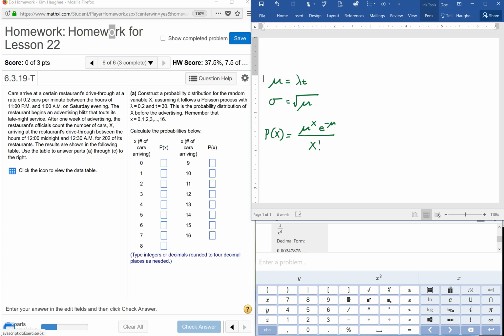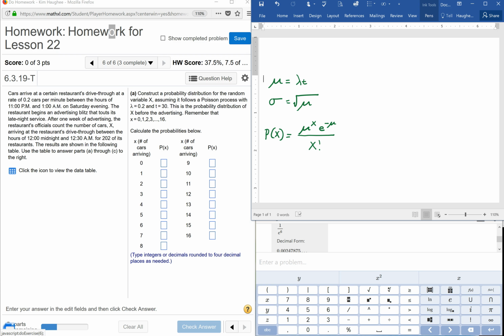This video will cover a word problem, calculating Poisson probabilities, and using different calculators or StatCrunch. The problem in MyMathLab reads, cars arrive at a certain restaurant's drive-thru at a rate of 0.2 cars per minute between the hours of 11 p.m. and 1 a.m. on Saturday evening.